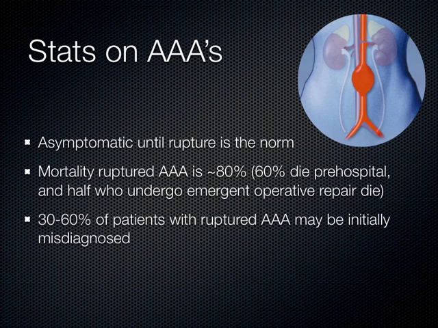And once they rupture, the mortality is incredibly high. Like 80% of the people die right there. 60% die even before they get to the hospital, like in the ambulance or when they're waiting for the ambulance to get there. It's pretty bad. So if we can avoid misdiagnosing these things as clinicians, we're really helping these patients.